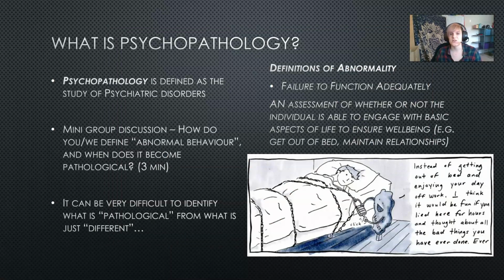Our next definition of abnormality is failure to function adequately. Now, this is one that you might find the most easy to assess if someone has a pathological issue. So, this is an assessment of whether or not the individual is able to engage with basic aspects of life to ensure well-being. For example, are they able to get out of bed? Are they able to maintain relationships? Are they able to go to work and maintain a job?